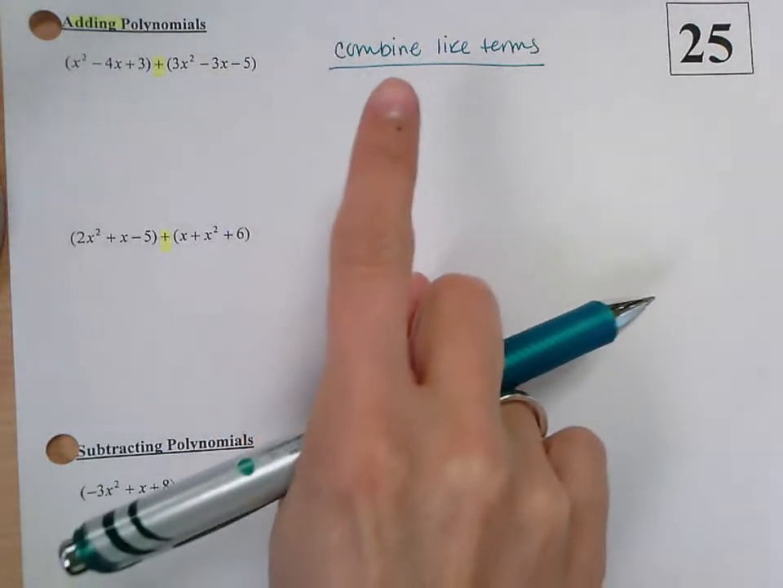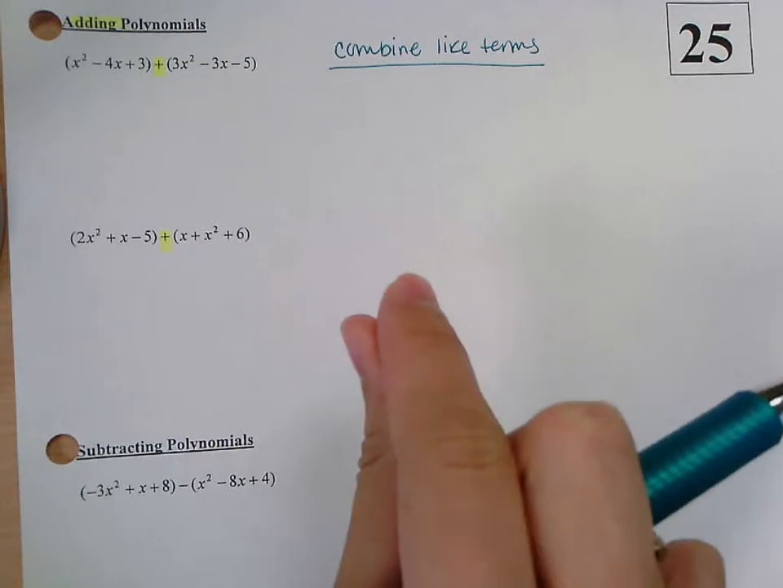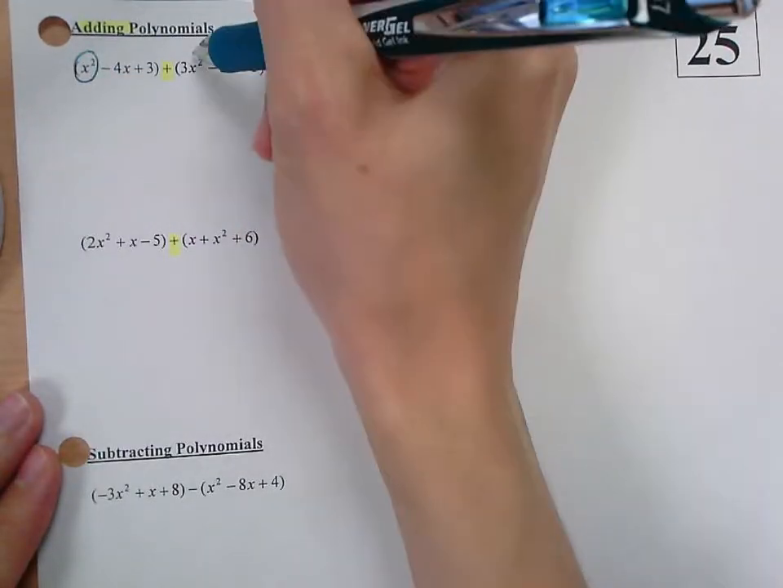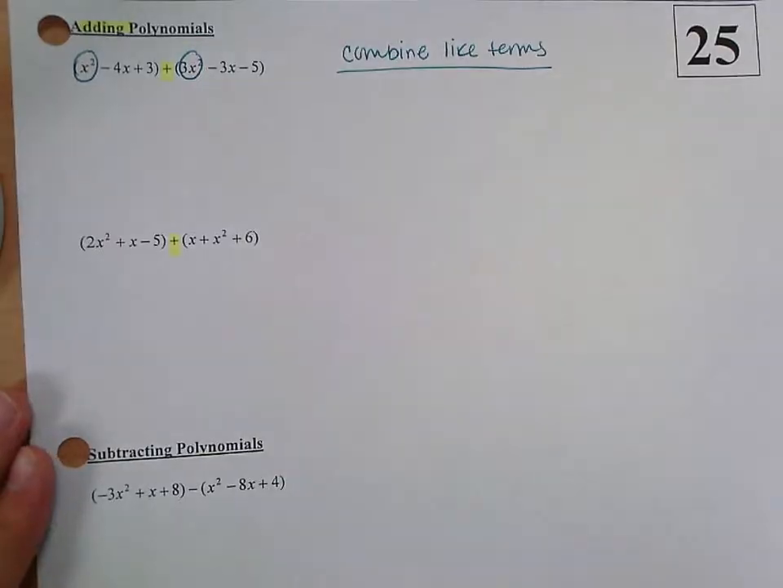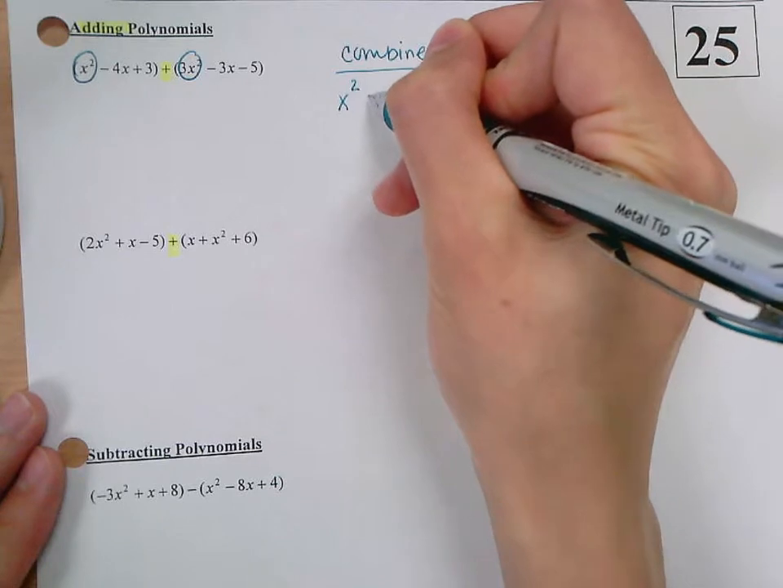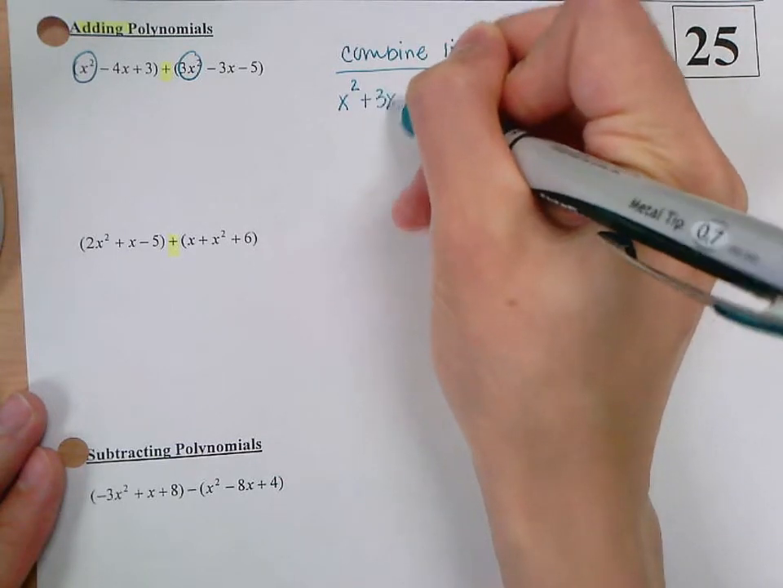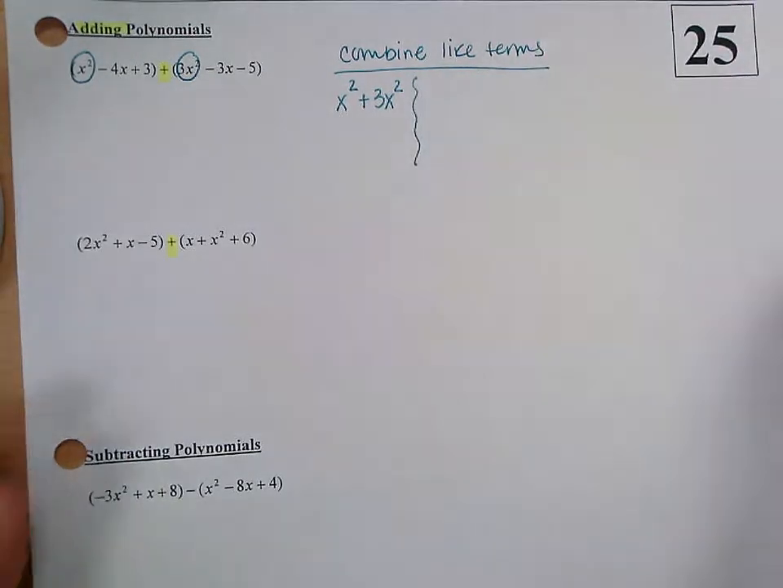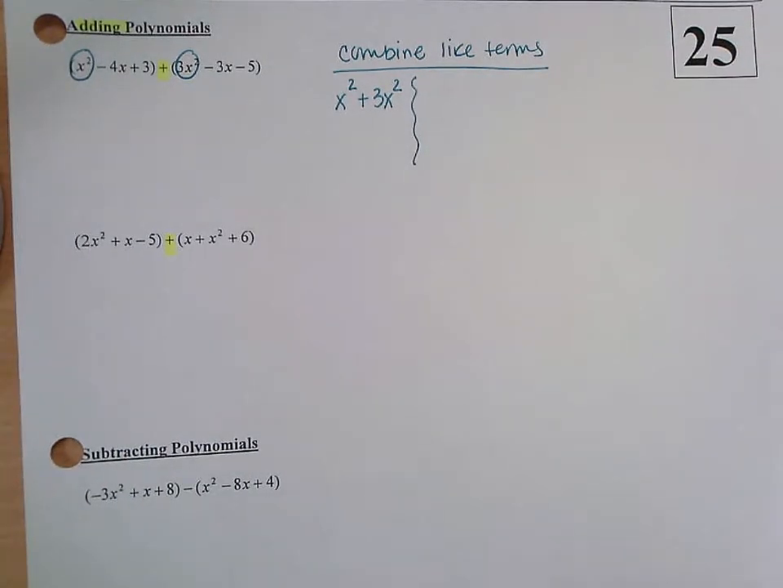So like terms have the same variables, same exponents. So as Divine said, like x squared and 3x squared are like terms. So we would be doing x squared plus 3x squared. Okay, and then I'm just going to write down the other like terms we have. So what's another pair of like terms we have in our polynomials? Casey?